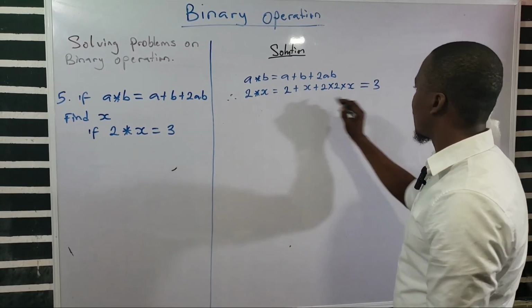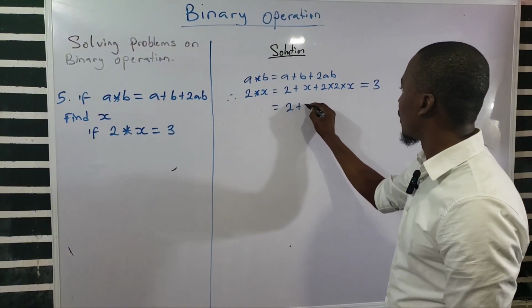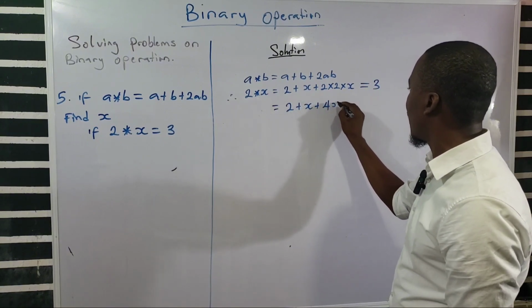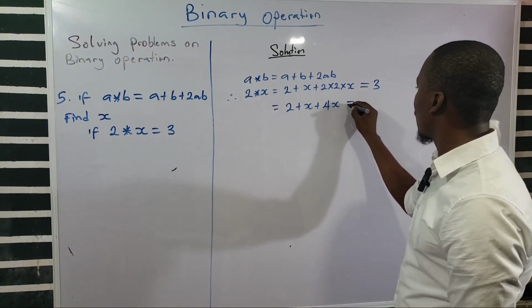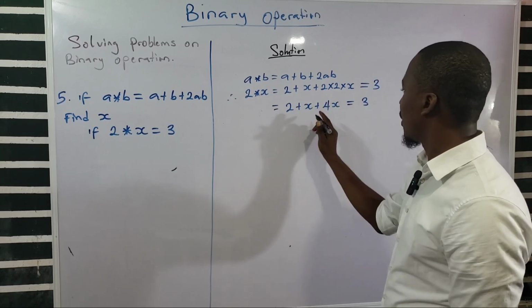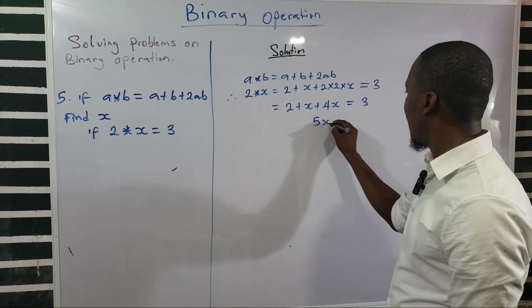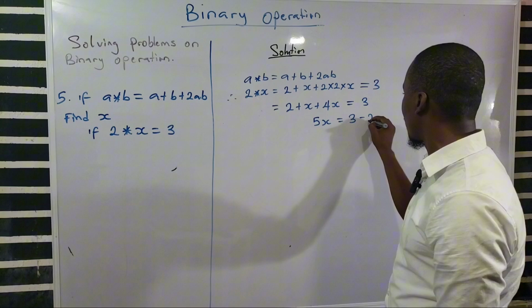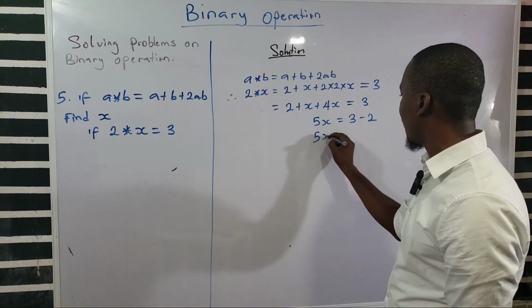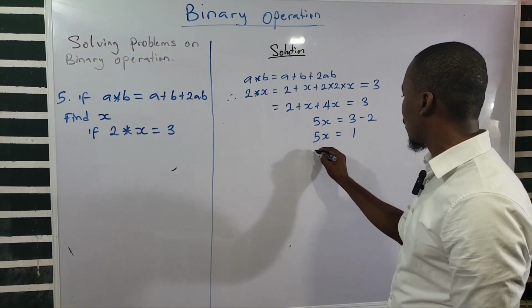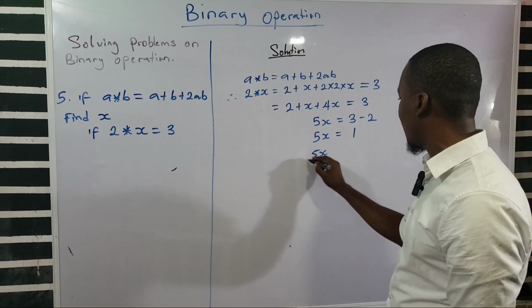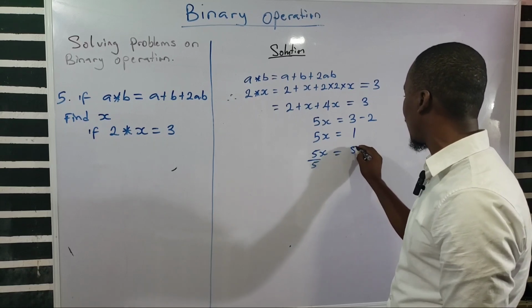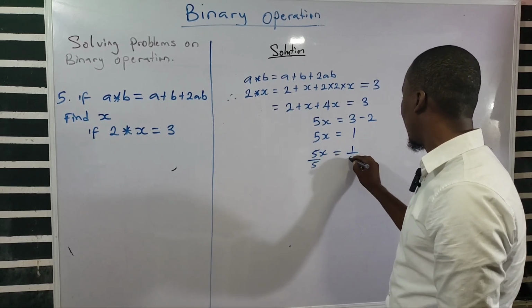So solving this, that will give you 2 plus S plus 4X equal to 3. So these two here will give us 5s equals to 3 minus 2. So that will give us 5s equals to 1. So divide both sides by 5. 5s over 5 equals to 1 over 5.